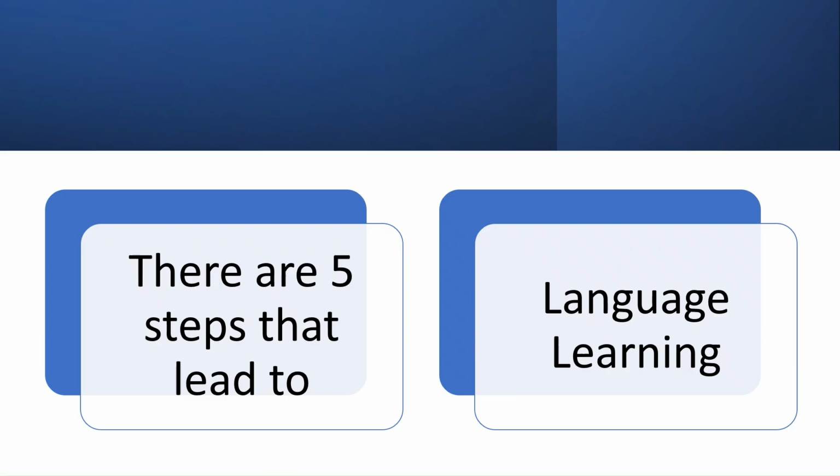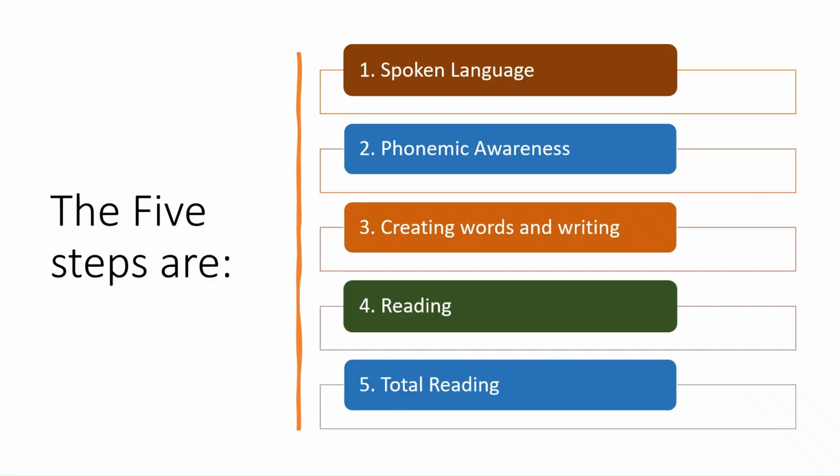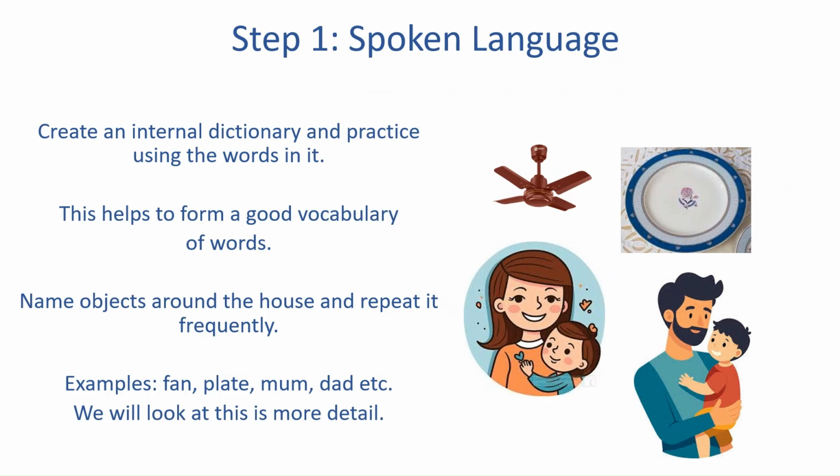There are 5 steps that lead to language learning. The 5 steps are: first, spoken language; second, phonemic awareness; third, creating words and writing; fourth, reading; and fifth, total reading. In this video, we are going to look at spoken language.